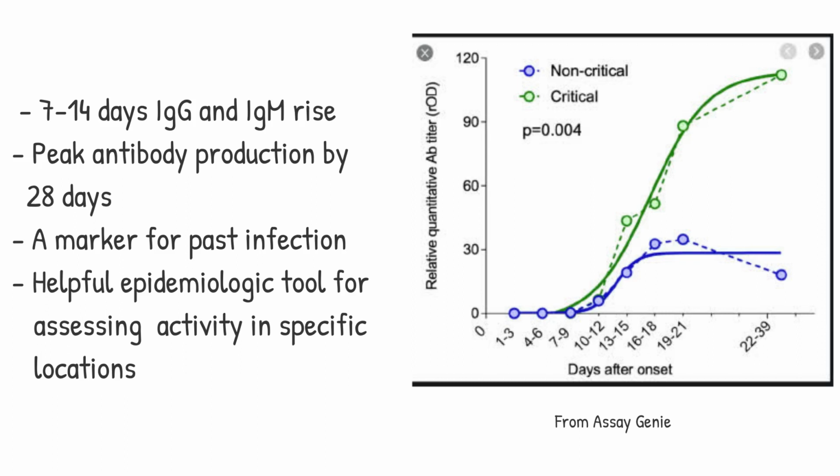As shown in this graph, the vertical axis is the quantity of antibody and the horizontal axis is time in days. The lower blue line shows the antibody response of someone with mild disease as compared to someone with severe disease, the green line, which results in the production of higher levels of antibody. This test can be used to determine the prevalence of disease in a specific location.